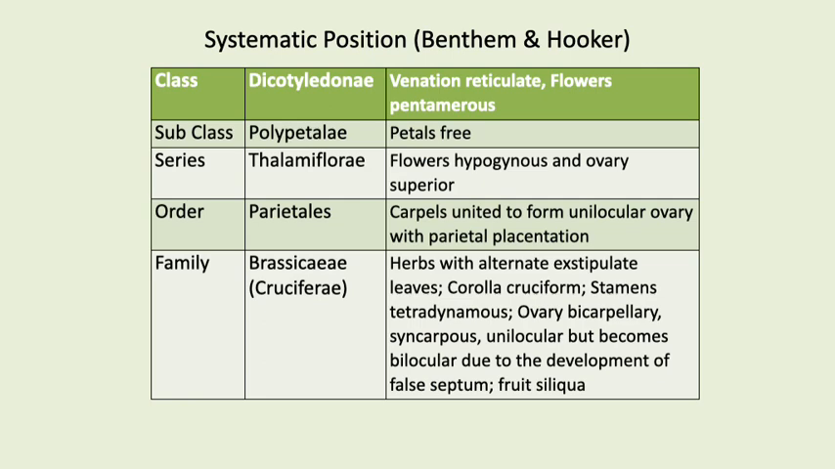First, the systematic position as per Bentham and Hooker. Class is dicotyledonae. Venation of this class is reticulate. Cotyledons are two in number. Flowers pentamerous. Subclass polypetalae. Characters are the petals are free. Series thalamiflorae. Flowers are hypogynous and ovary superior.